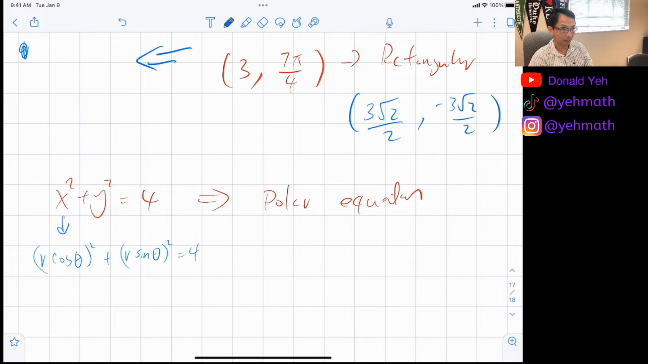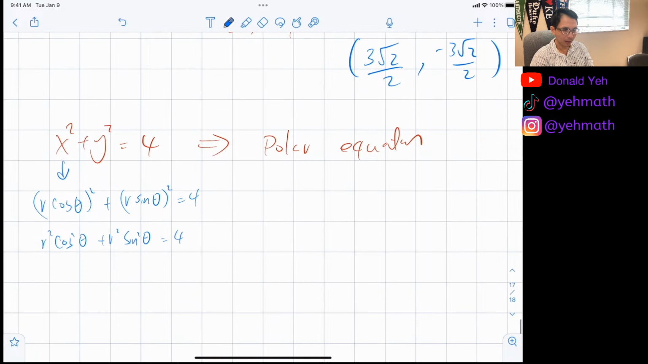Is that okay? So r squared cosine squared theta plus r squared sine squared theta is equal to 4. Then, identity, I can factor out r squared. Cosine squared theta plus sine squared theta is equal to 1. So r squared times 1 is equal to 4. r is equal to 2.